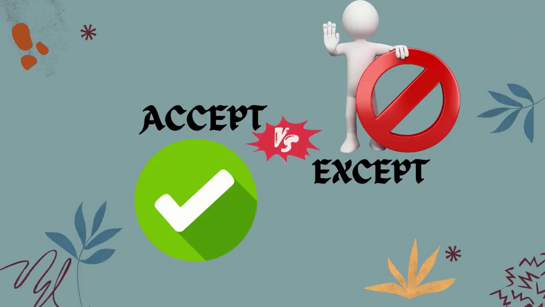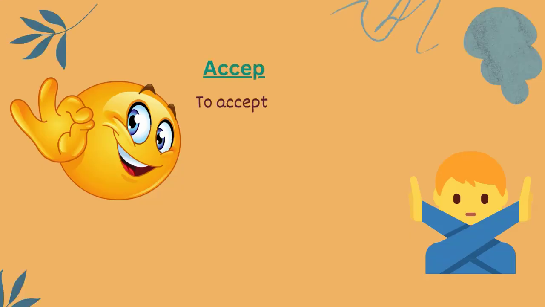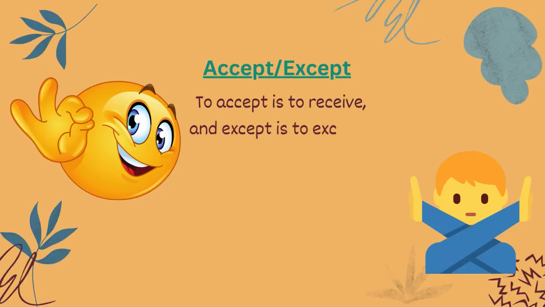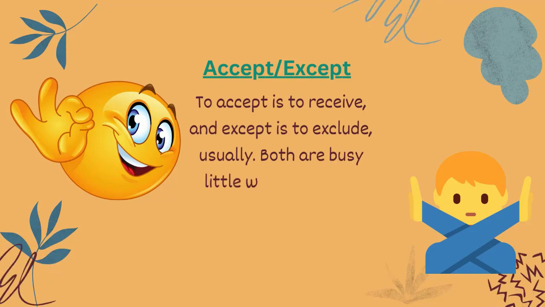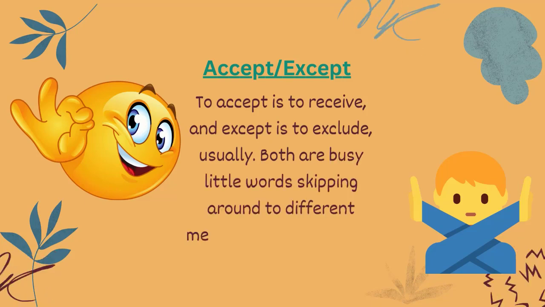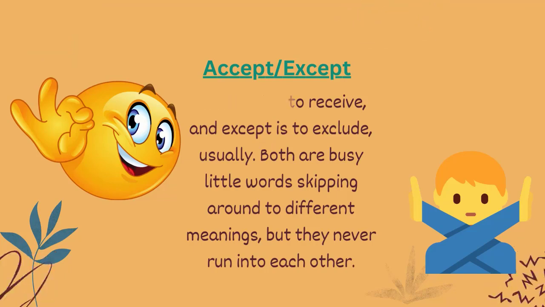Commonly confused words. Accept versus except. To accept is to receive, and except is to exclude, usually. Both are busy little words skipping around to different meanings, but they never run into each other.